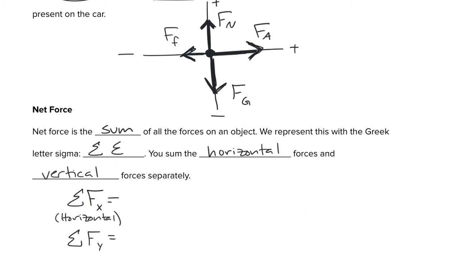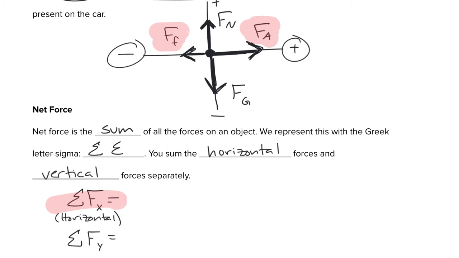Let me highlight them for us. That's going to be our horizontal. We've got the force of friction, we've got the force applied. Those are our two. So we're going to put those in our sum of forces in the x direction. But when we do, we have to consider their direction. Some are going in the positive, some going in the negative.